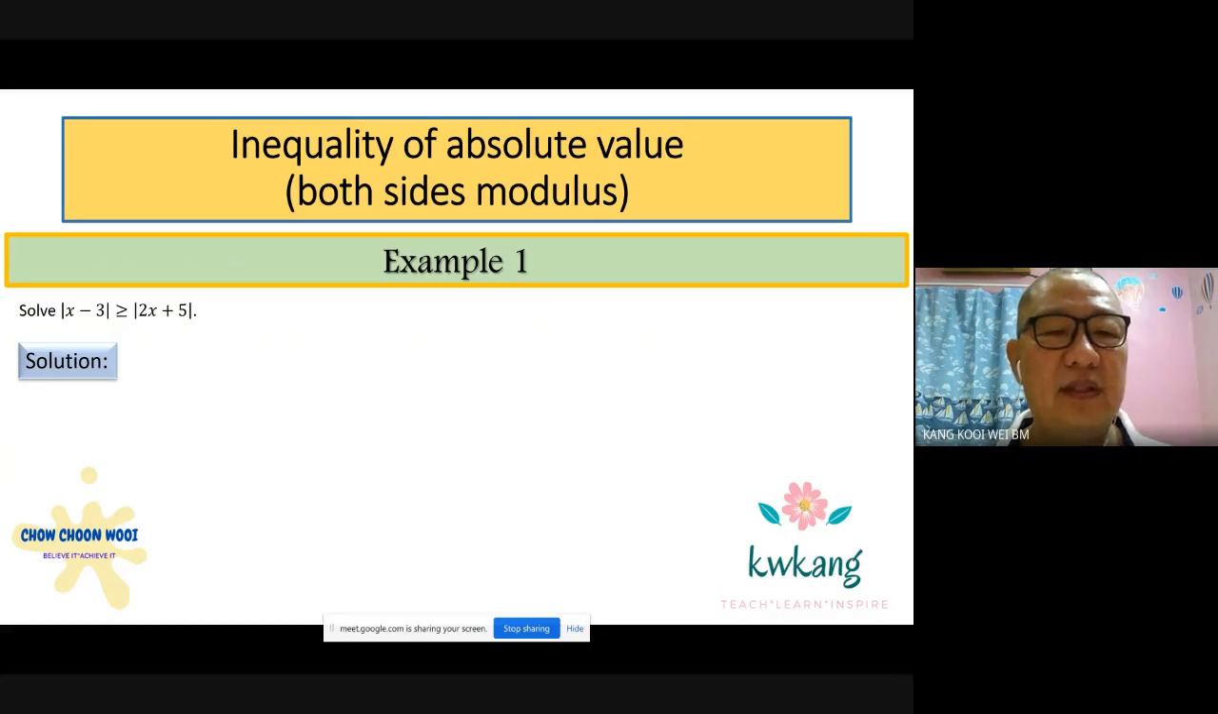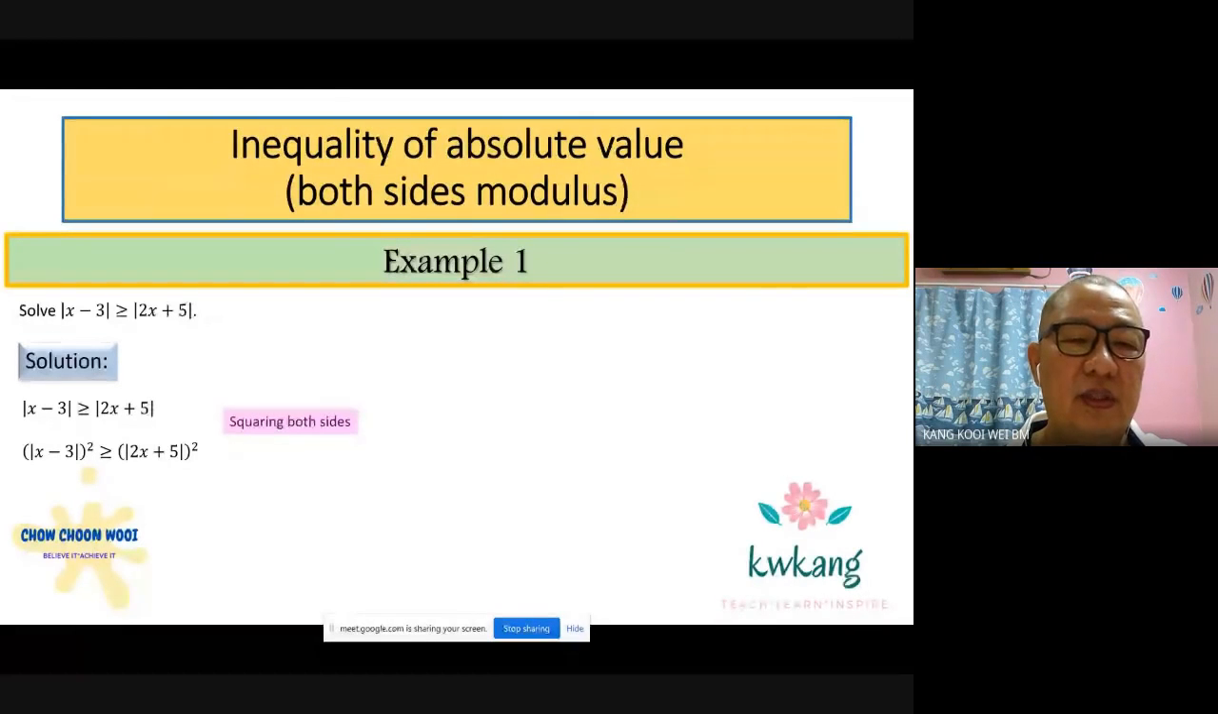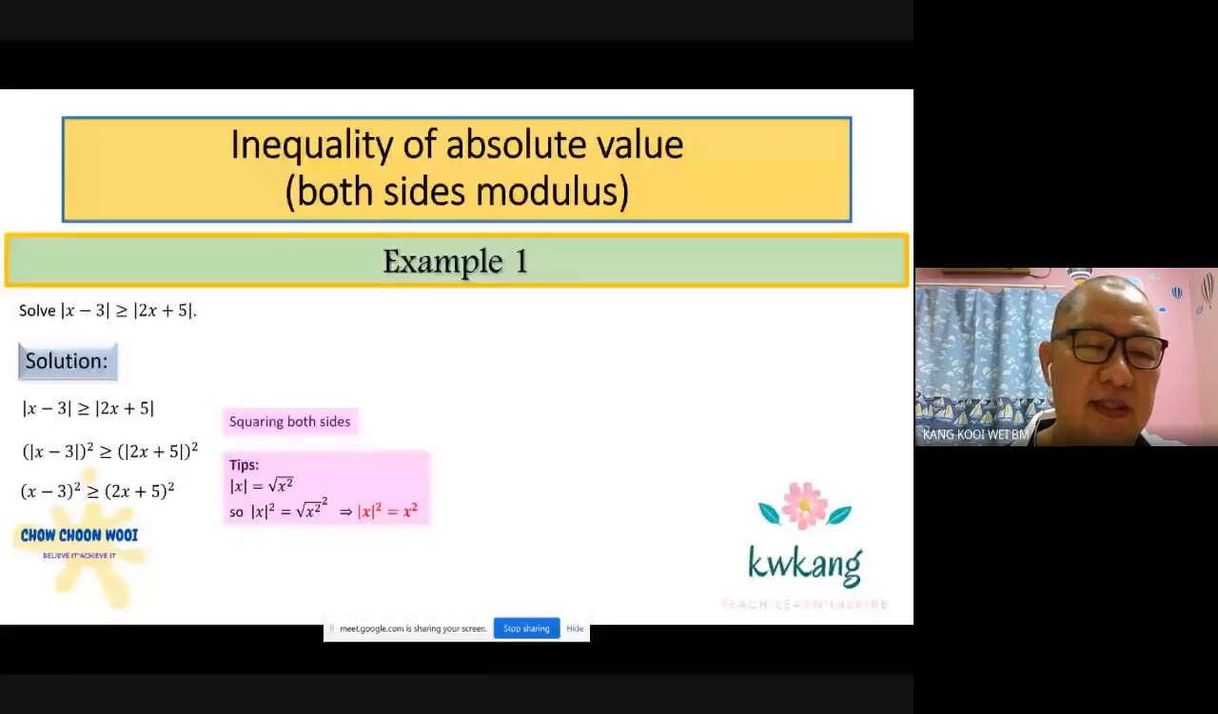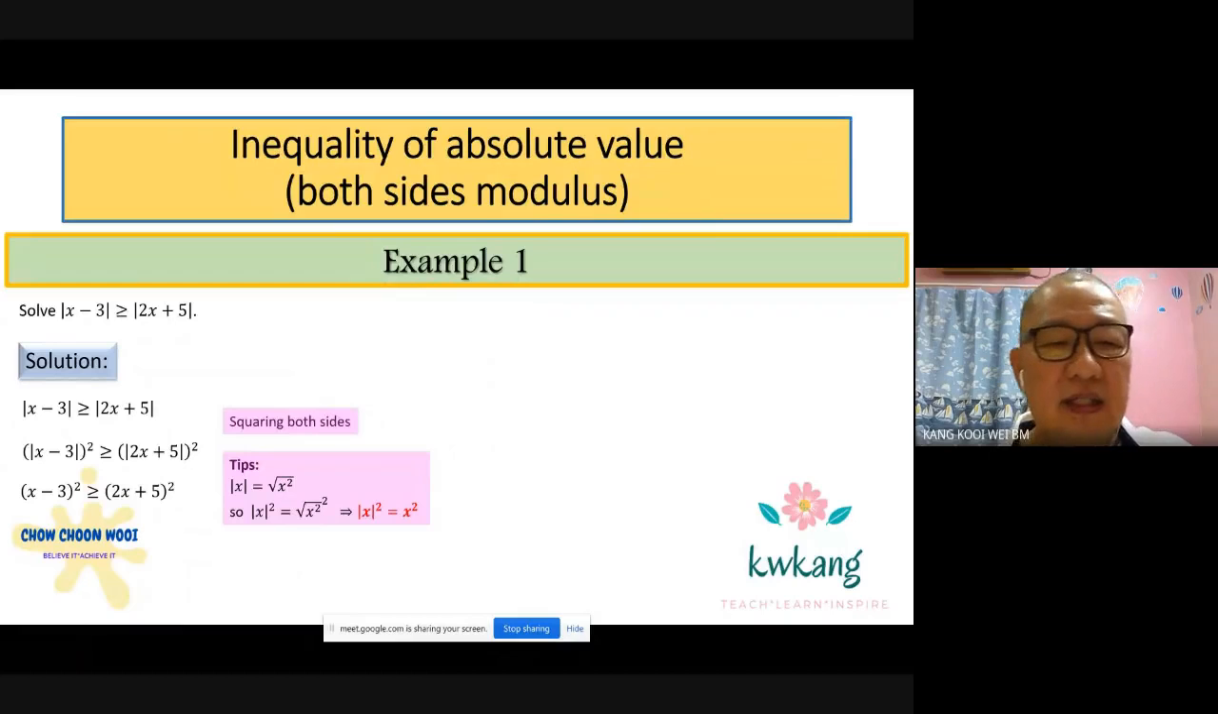The modulus of x minus 3 is greater or equals to the modulus of 2x plus 5. To solve it, since the left-hand side has modulus and the right also has modulus, we just simply square both sides. So it is x minus 3 all squared greater or equals to, the symbol remains unchanged, 2x plus 5 all squared.